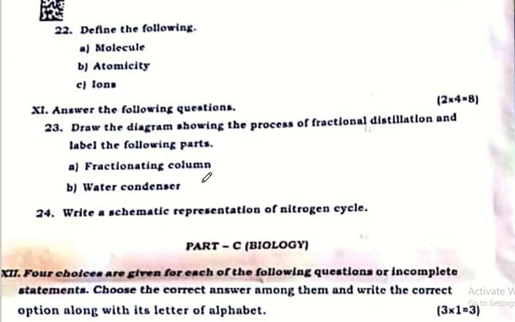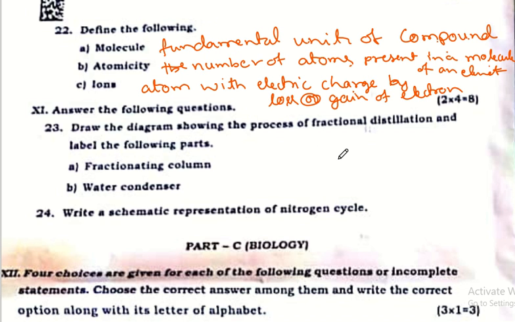Define the following: molecule, atomicity and ions. The molecule is the fundamental unit of a compound. Atomicity is the number of atoms present in a molecule of an element. And an ion is an atom with electric charge by loss or gain of an electron. So these are the definitions.